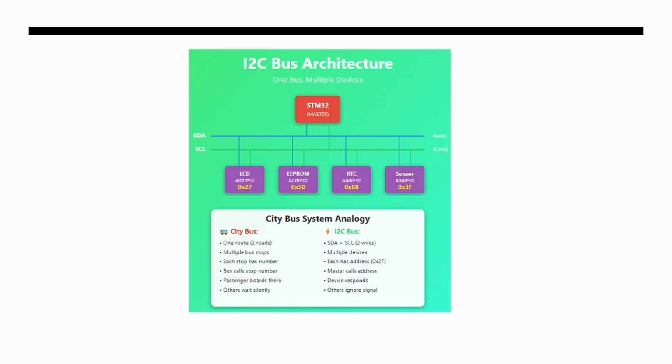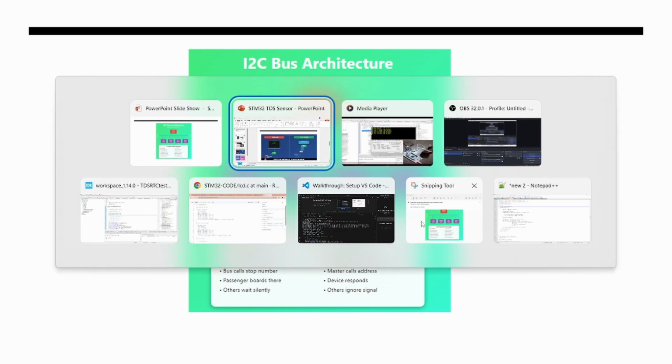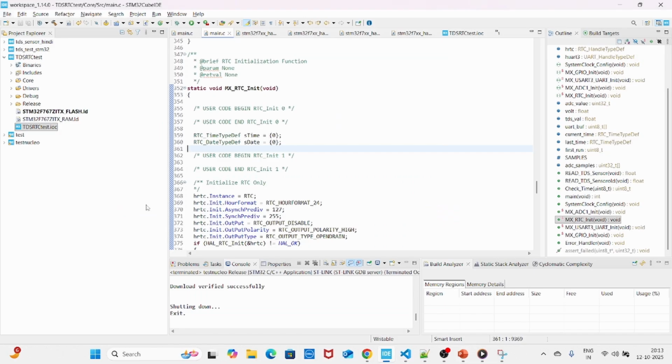So by simply using an I2C based LCD instead of a normal LCD, we can save many wires, many GPIOs, and our design becomes very simple. I will show you this in the demo. So without wasting time, let us start modifying our code.